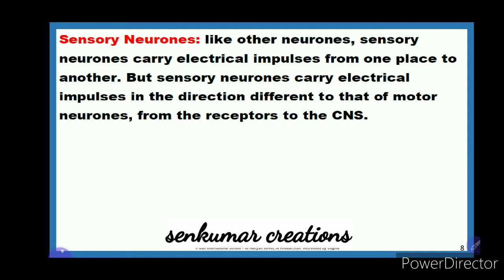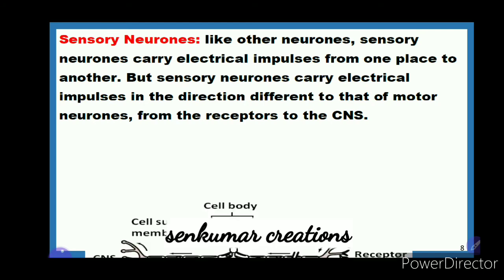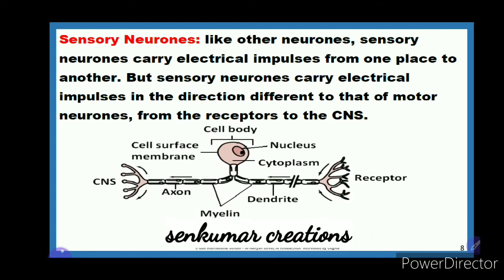Let's see one by one the different functions of the different parts of this sensory neuron. Can you see these pictures? I think very clearly, right? Cell body, cell surface membrane, nucleus, cytoplasm, dendrite, axon, myelin sheath. This is the structure, and you can see very clearly how it differs from the motor neuron. The cell body here is located at the middle of this neuron.